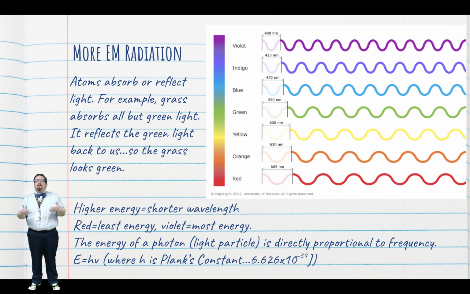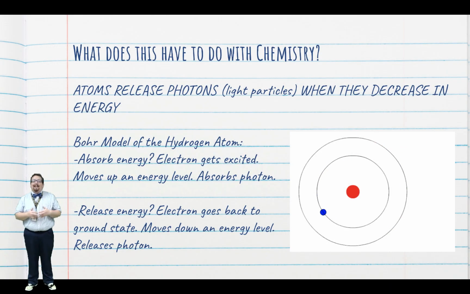Now, light waves aren't just waves, they're made up of particles called photons. To calculate the energy of a single photon, you have to multiply the wave's speed by Planck's constant, which is 6.626 times 10 to the negative 34 joules. Joules is a unit of energy. So at this point, you might be asking, what the heck does this all have to do with chemistry?